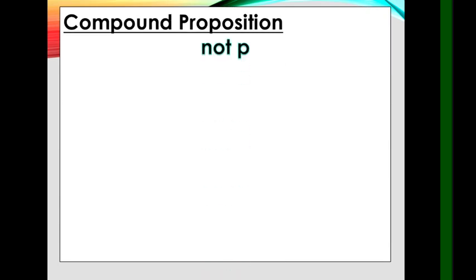This is not P. So when the statement has a not P, for example, she is beautiful. But that is a proposition. She is beautiful, but it is either true or false. Still, it's a declarative sentence, right? But if I put not in the statement, she is beautiful becomes she is not beautiful. Therefore, that is a compound proposition because it has a proposition not P.